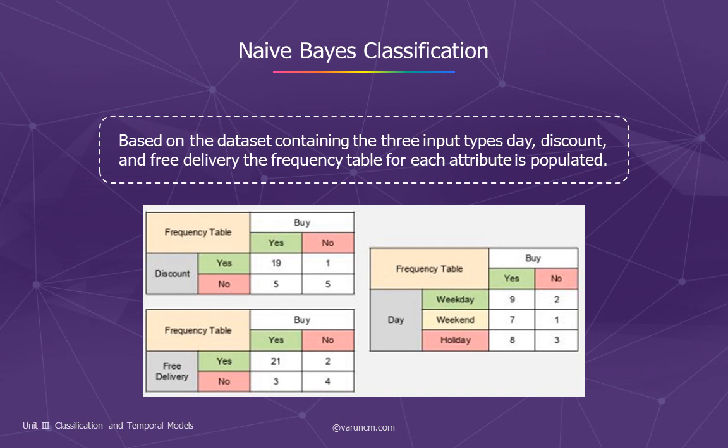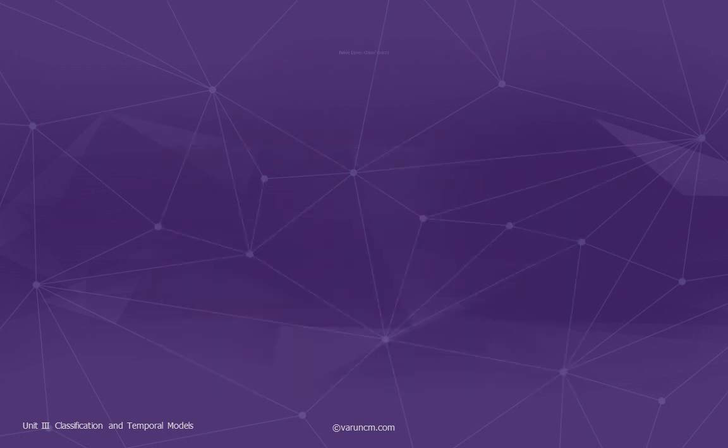First, consider the frequency table for discount, for those having a purchase based on discount. Buy is yes and discount is yes is 19. Buy yes without discount is 5, and with the discount but not buy is 1, and no discount and no buy is 5. Similarly, you can look into the frequency table for free delivery as well as the frequency table for day. Based on these frequency tables, you are going to classify the purchase rate.